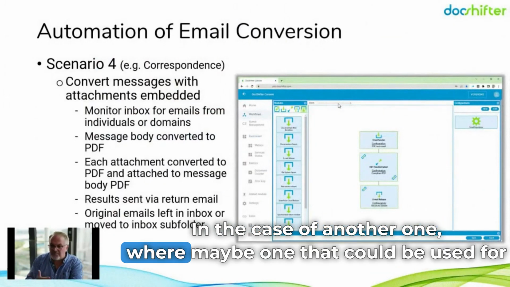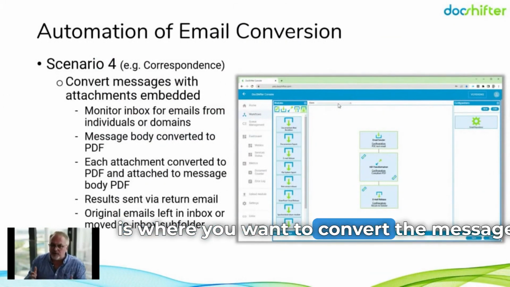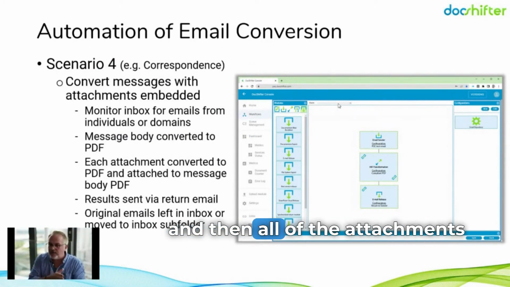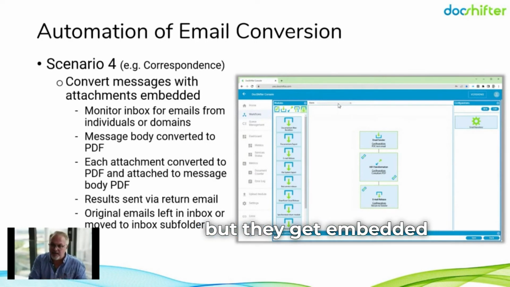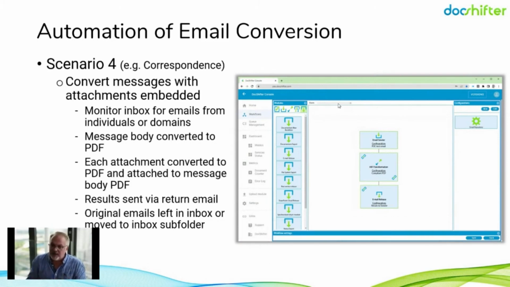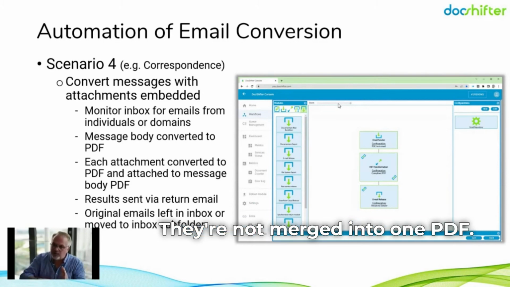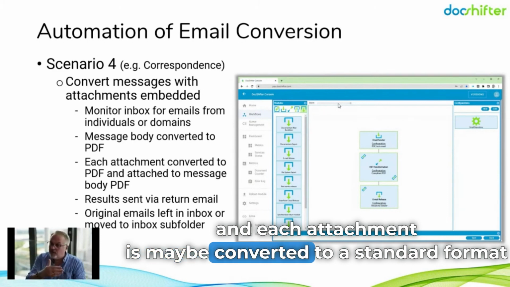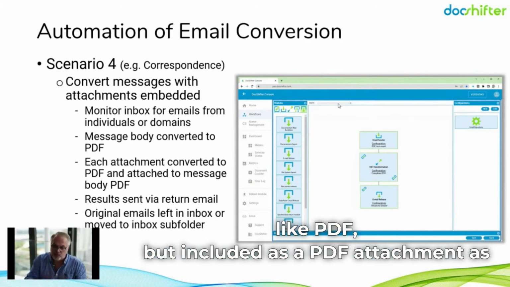In another case, one that could be used for correspondence tracking somewhat as well, you want to convert the message body, capture the conversation in a PDF, and then all of the attachments also get included in the PDF, but they get embedded as PDF attachments within the PDF body message, if you like. So I capture all the information in a single PDF. They're not merged into one PDF. There's one single PDF with the message, and each attachment is maybe converted to a standard format like PDF, but included as a PDF attachment as well.